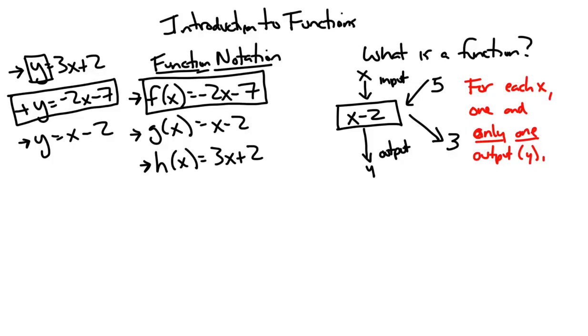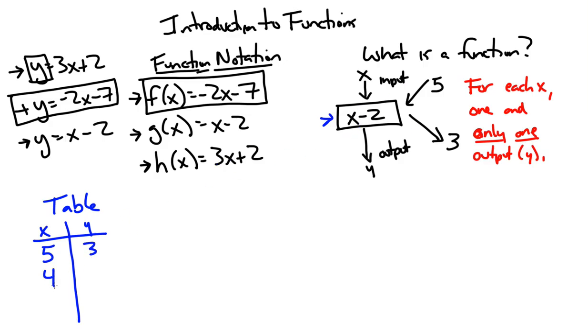So a function, you can show a function in multiple different ways. You can show a function with a table. Okay, and we'll continue to do the one, x minus 2. So if I put in, as I said, here's my x, here's my y. So I put in 5, I get out 5 minus 2 is 3.